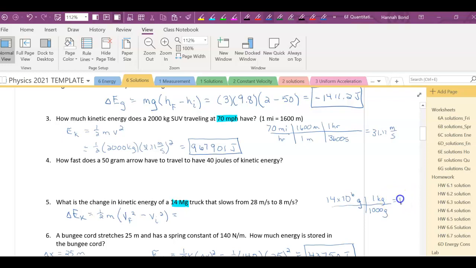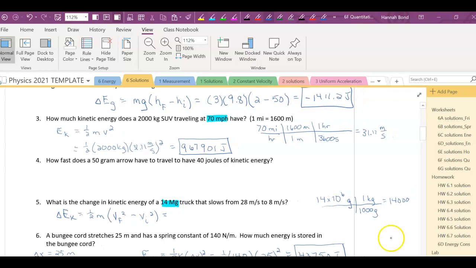So really this is 14,000 kilograms, right? 14 times 10 to the 6 grams would be 14,000 kilograms. Okay, so 1/2 times 14,000. The final velocity here is 8. The initial velocity is 28. So I take final squared minus initial squared, and let's see what this is.